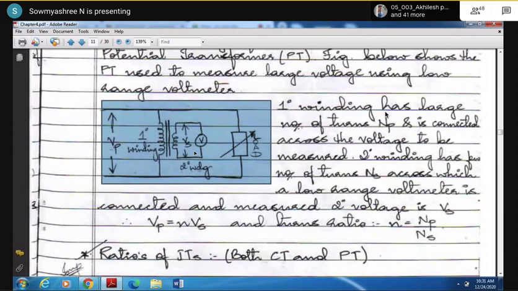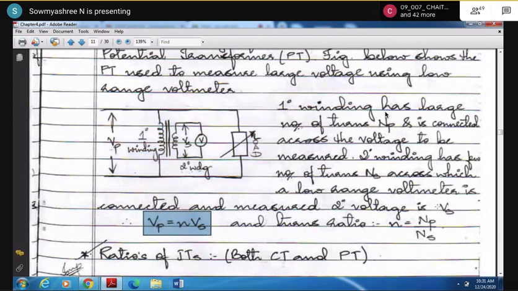Are you able to understand? Yes, ma'am. Okay, so here VP is given by what? So as I told you, N is equal to VP by, that is primary windings. Here, please look into this also clearly.